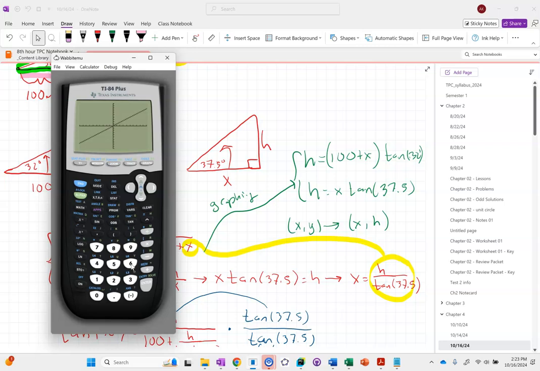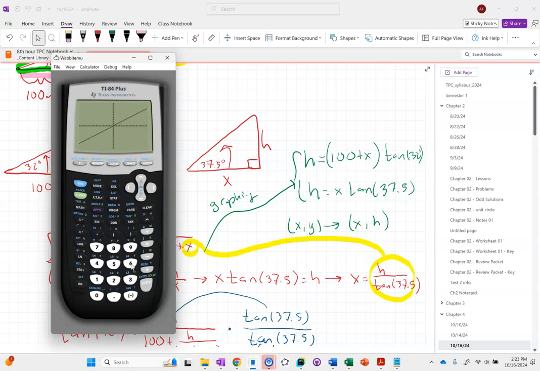something's wrong, Mr. Kulik. I only see one line. Shouldn't I see two lines here? Did I do something wrong? What's the issue? Well, no, I didn't type anything in wrong. The issue is most likely the window on my calculator.